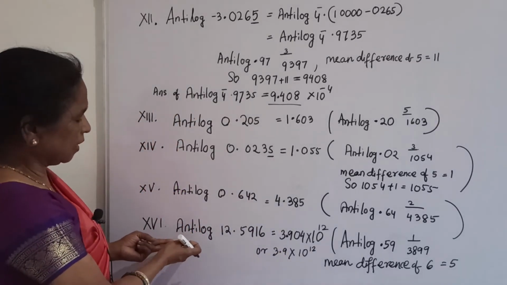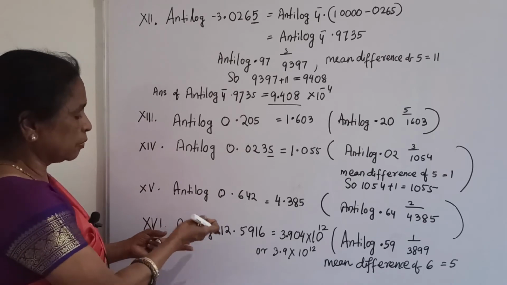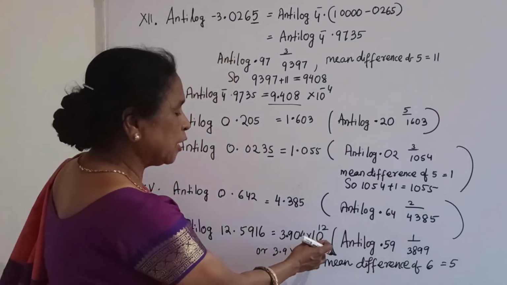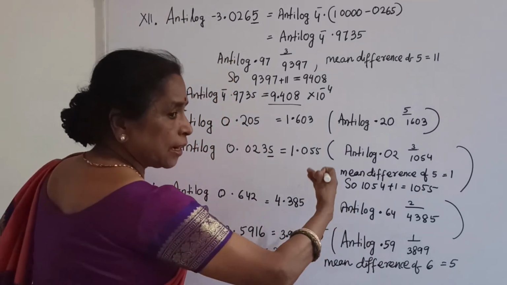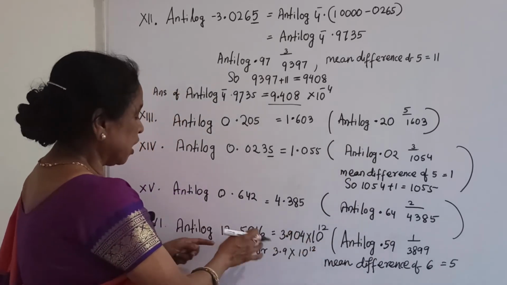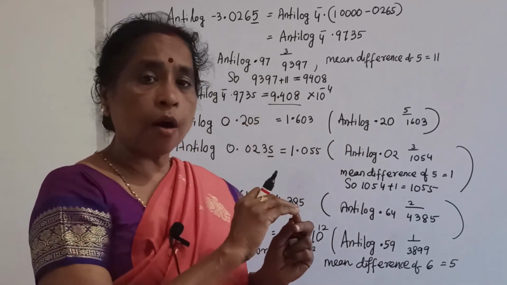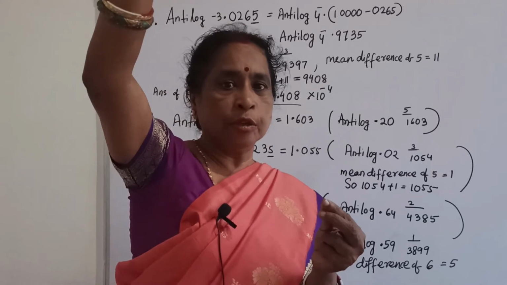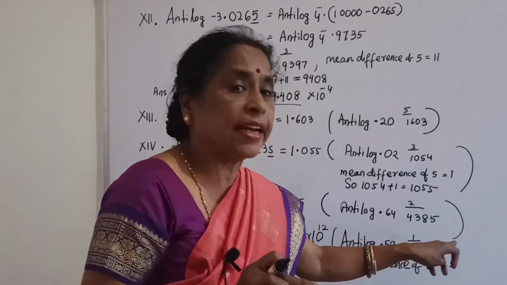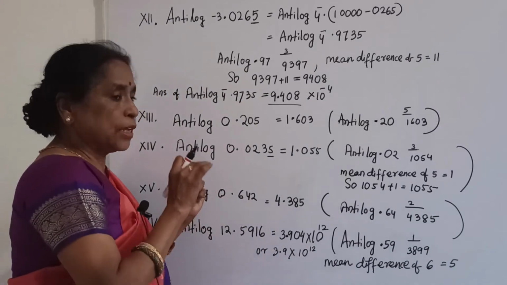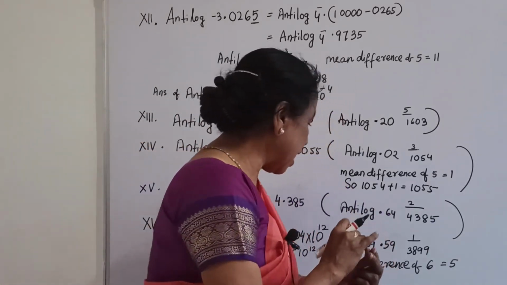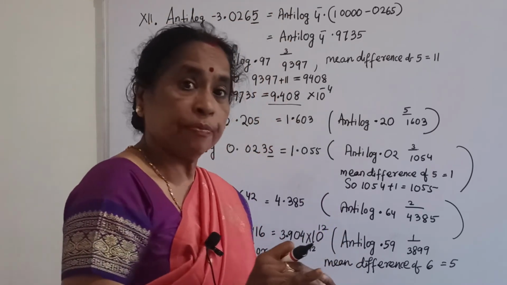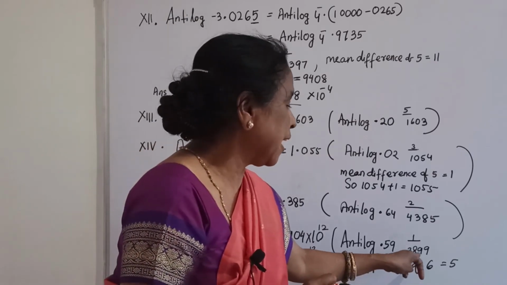And the last example is also very easy. Antilog of 12.5916. 12 point means you put 10 to the 12 on the right side, then a multiply sign, then here you check antilog of 0.591. You check here, the value is written 3899. So what to do? You check antilog of 0.59 and go to 1, then you can check where 5.59 is there, and that value is 3899.